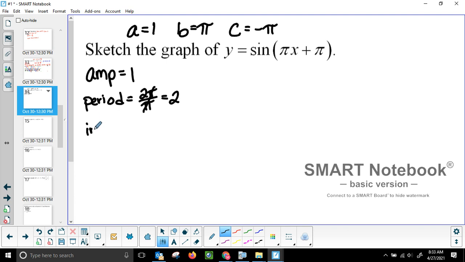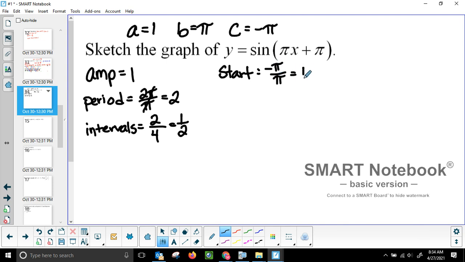Our intervals, which is essentially our x scale, we always take whatever our period is and divide it by 4. So in this case, that will just be 1/2. All right, our start, which is c divided by b. So negative pi over pi is just 1.